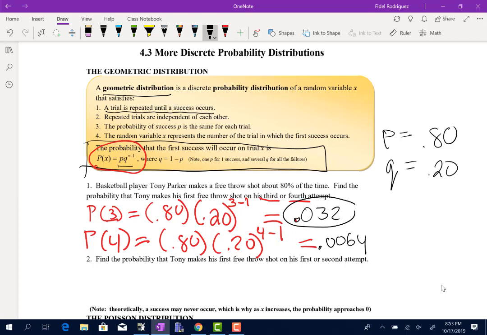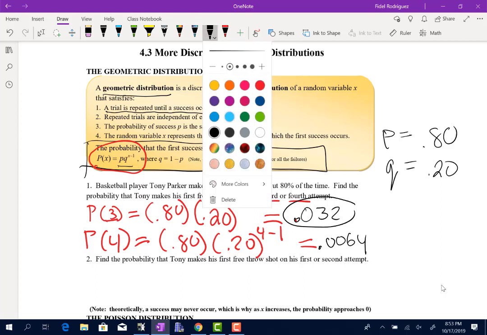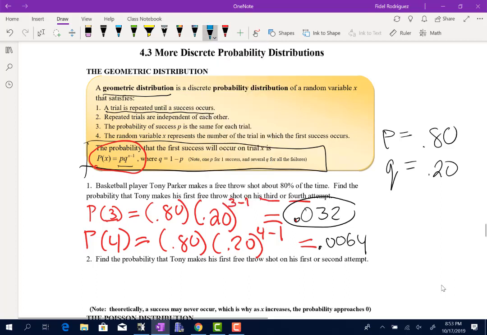0.0064. Guys, when it says we're going to find the probability that he's going to make this either on his third or his fourth attempt, what we're going to do, we're going to add those numbers together. So probability of 3 plus the probability of 4. If you add those numbers together, guys, are you coming up with something like 0.0384? Okay, there you go. Boom.